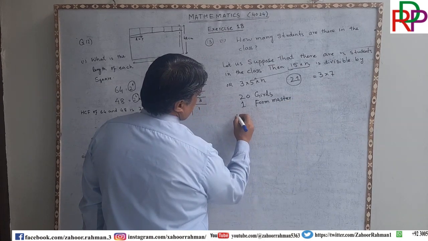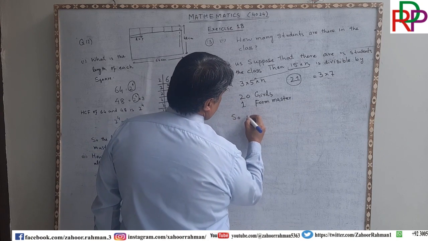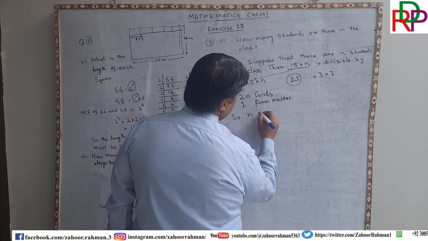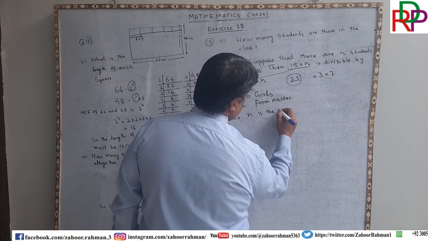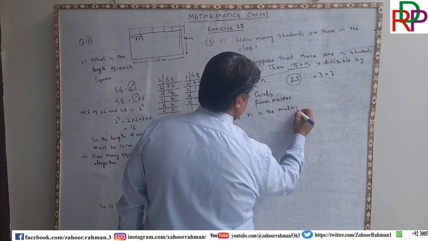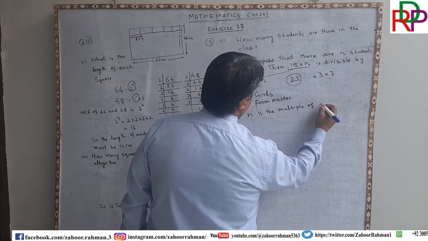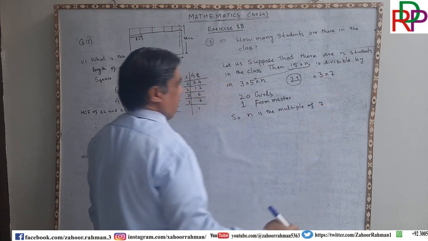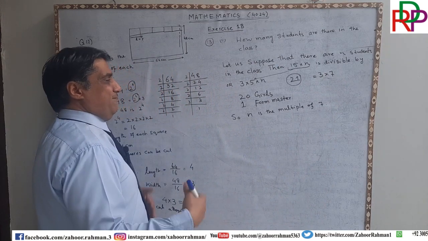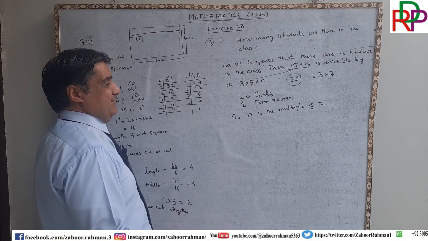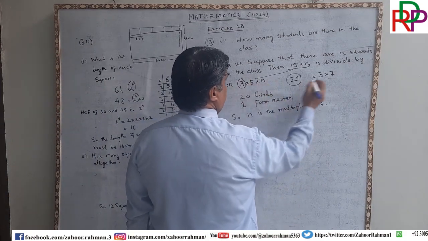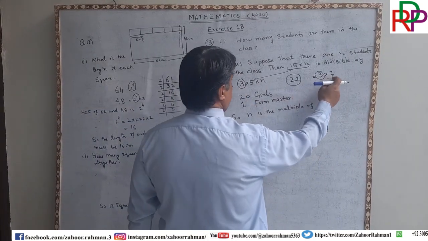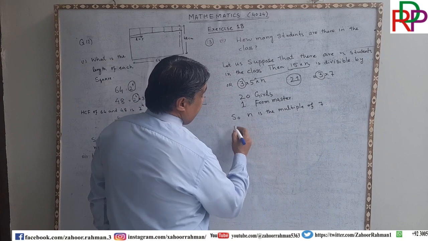Hence, n is a multiple of 7. Because 3 times 7, 4 times 7, 5 times 7, all have 7 as a factor. Because 3 is common here, we are saying that n is the multiple of 7.